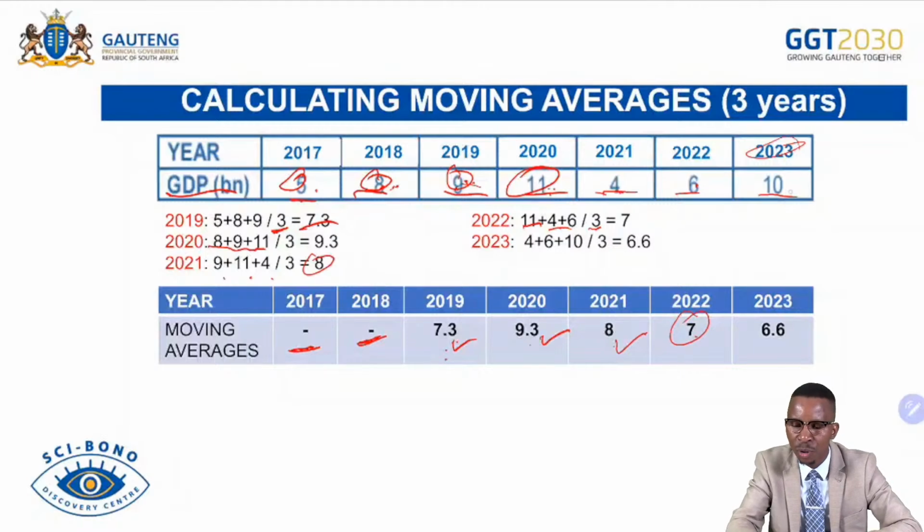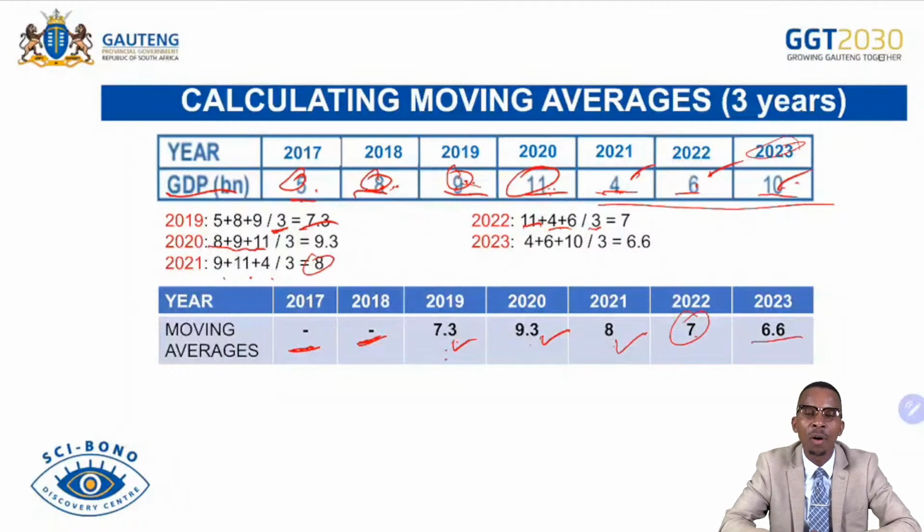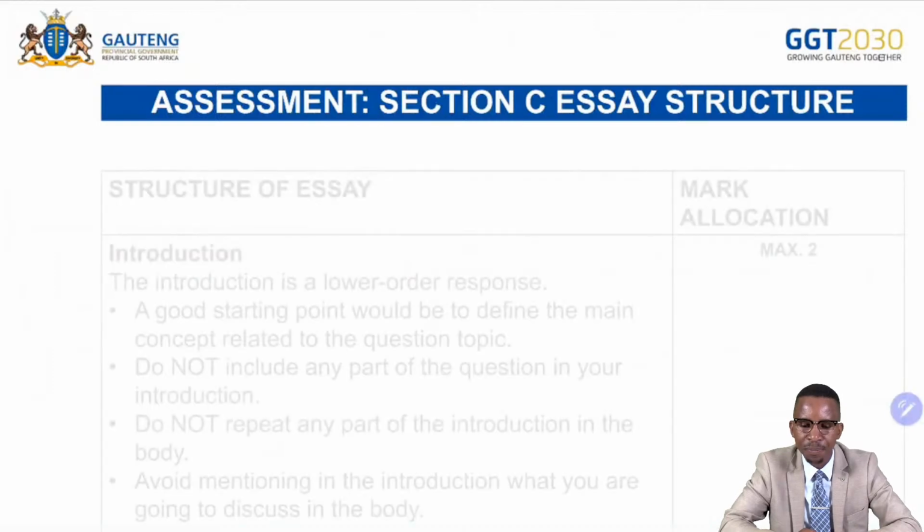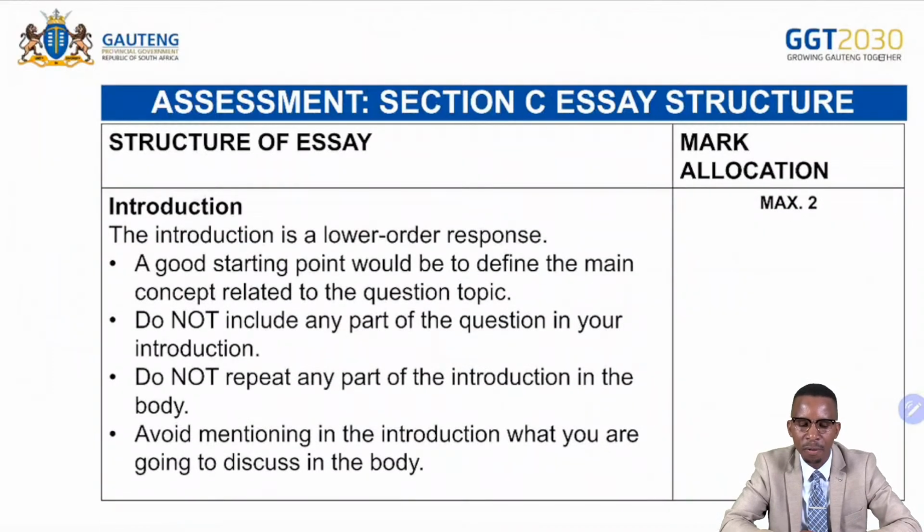We calculate the year 2023. What do we do? We say 4 plus 6 plus 10, divided by 3 years because these are 3 years. We get 6.6. Then we are done calculating our moving averages. Sometimes we can be instructed to draw the graph.